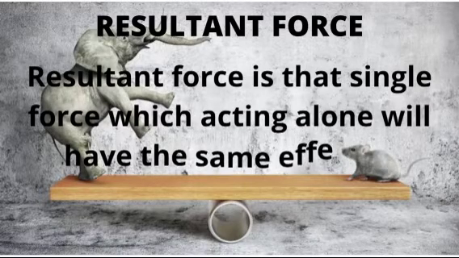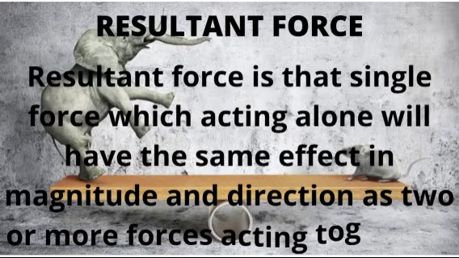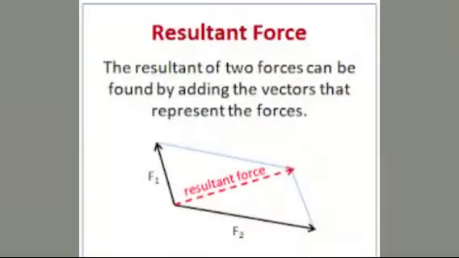Then we move to resultant force. The resultant force is that single force which, acting alone, will have the same effect in magnitude and direction as two or more forces acting together. We have just said that when an object is at equilibrium, two or more forces are acting on it and those forces are in equilibrium. Now resultant force is the result of two or more forces acting on an object or at a point, like the example above.